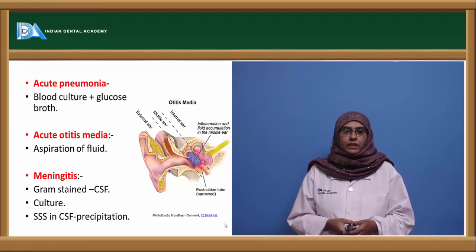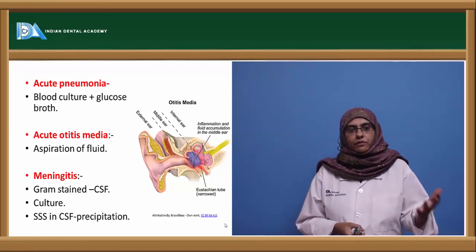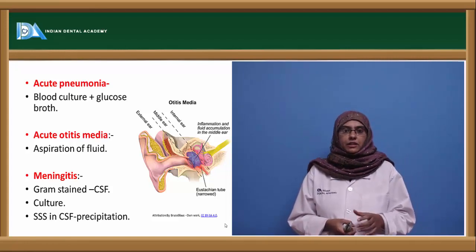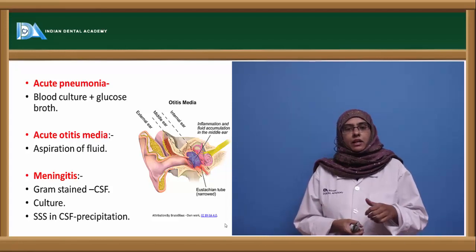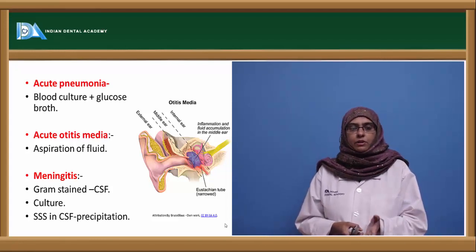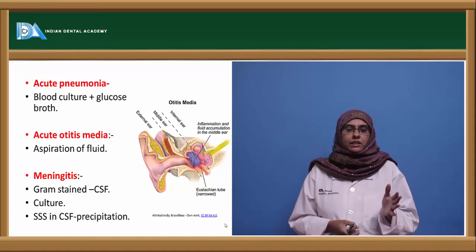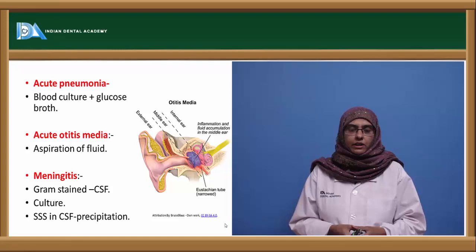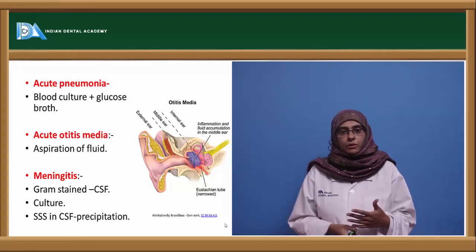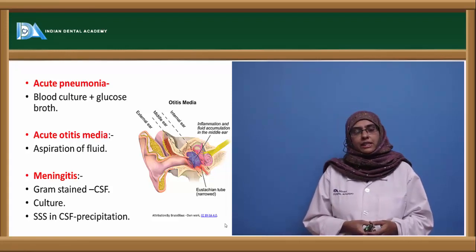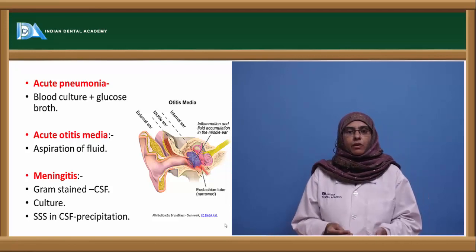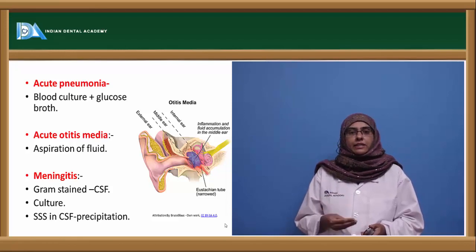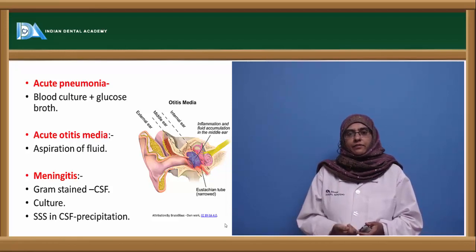And in acute otitis media, it is the aspiration of the fluid from the ear that helps to identify the organism. And in meningitis, you can identify the organism via the gram staining of the cerebrospinal fluid, or you can go with the culture, that is, inoculate the cerebrospinal fluid onto the culture for the growth of the organism. If all these conditions are not possible, then we can go ahead with the serological testing, that is, with the help of agglutination, precipitation, or more sensitive testing such as ELISA, RIA, or immunofluorescence, you can identify the organism.